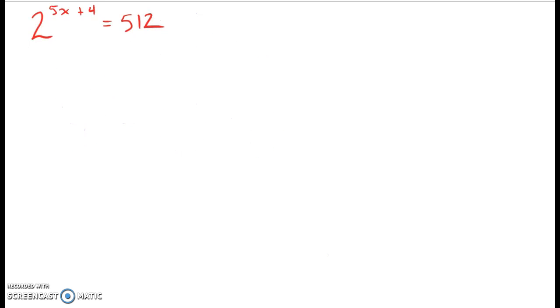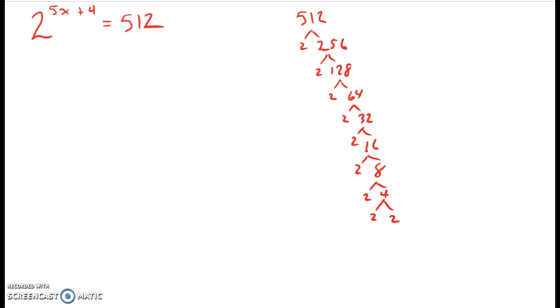Okay, let's look at this problem here. What we're trying to do is figure out what x is. So we're trying to figure out 2 to the what power is equal to 512. I think the easiest way to solve this problem is by doing a factor tree. So I went ahead and did the factor tree to save some time in this video. We're just going to count out the 2's. How many 2's do we have? 2, 3, 4, 5, 6, 7, 8, 9. We have 9. So we know 2 to the 9th power is equal to 512.